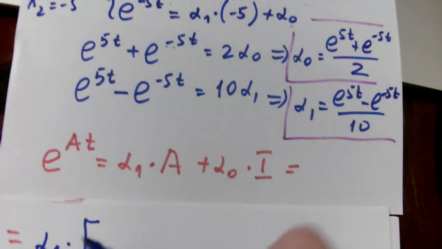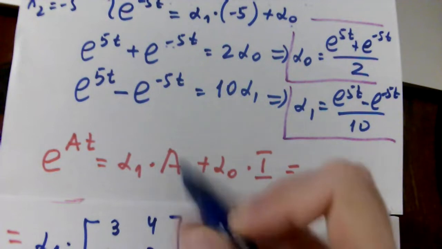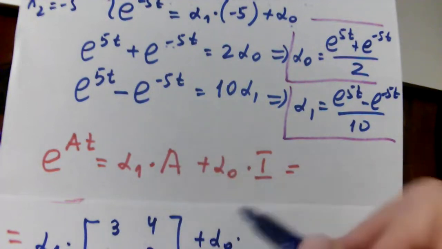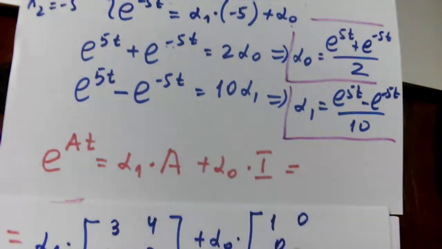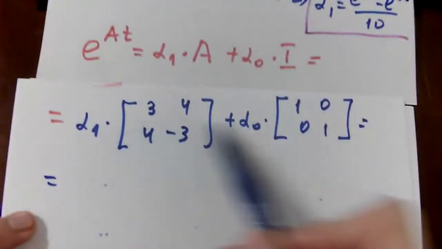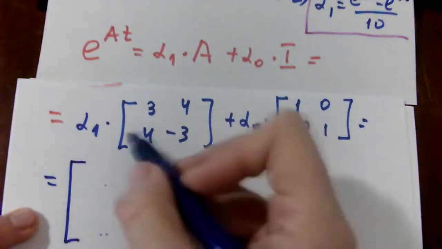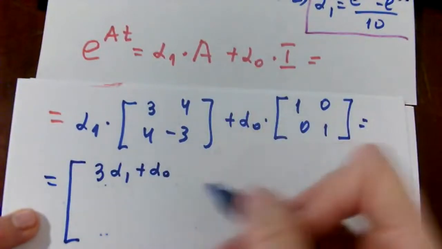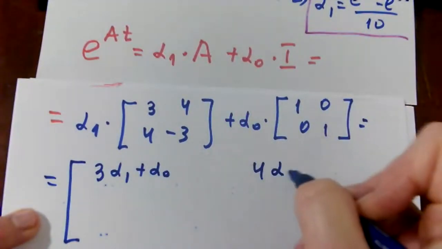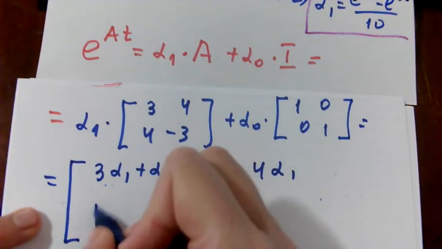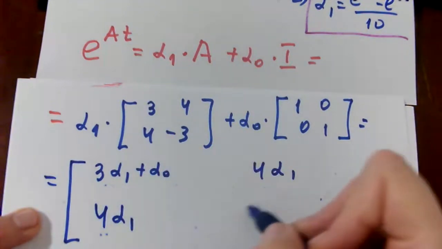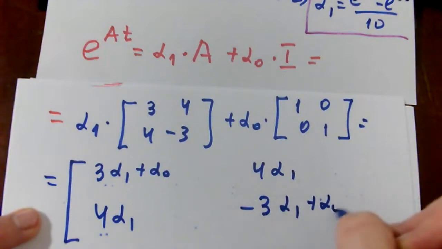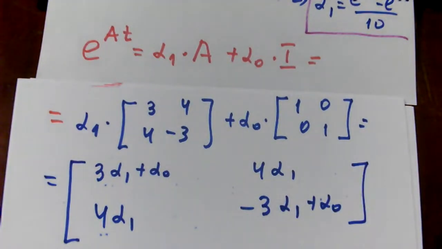I'm afraid that I will start making careless mistakes. So matrix A, 3, 4, 4, minus 3, instead of A here, plus alpha 0 copied, and the identity matrix here. Now we can simplify this expression. We can do this matrix operation. This is very easy. We've done it in the past. So 3 alpha 1 here plus alpha 0 here. The next element will be just 4 alpha 1. The next element, 4 alpha 1 plus nothing, and then minus 3 alpha 1 plus alpha 0. So we are almost there.